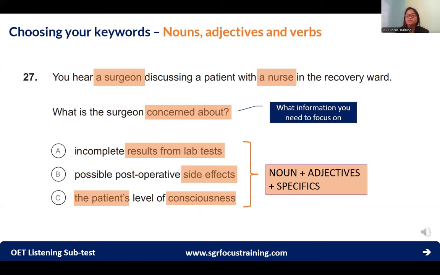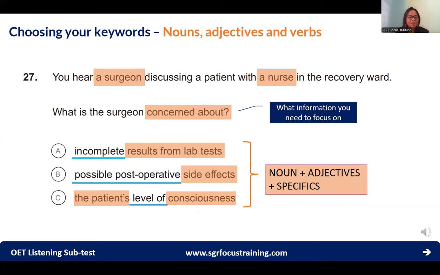We're going to listen to the patient's consciousness, but not just consciousness, it's got to be the level of his consciousness. And in A, the result needs to be incomplete as well. And in B, the post-op side effect should only be a possibility. So as you can see, when we're looking for nouns and adjectives, we need to make sure that all of your answer option is correct, okay?